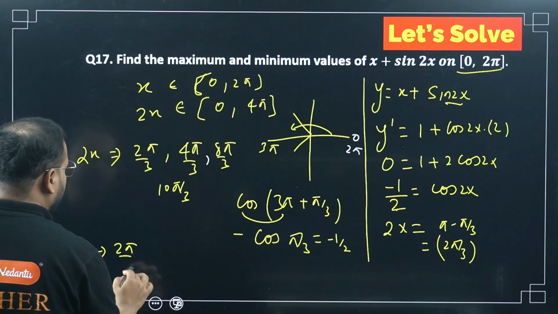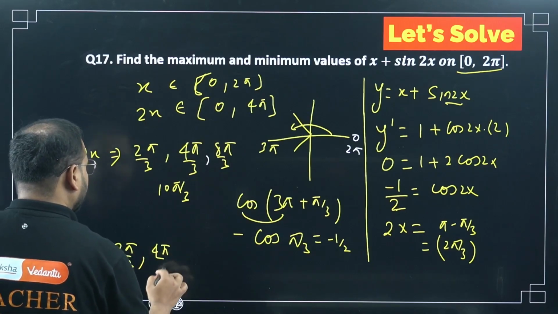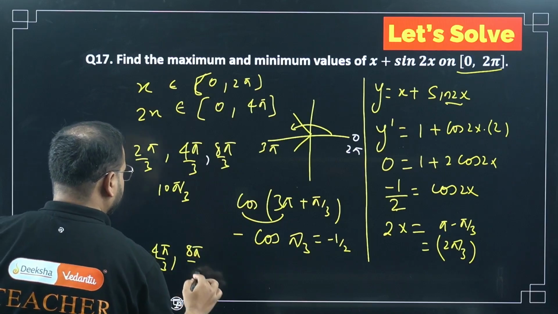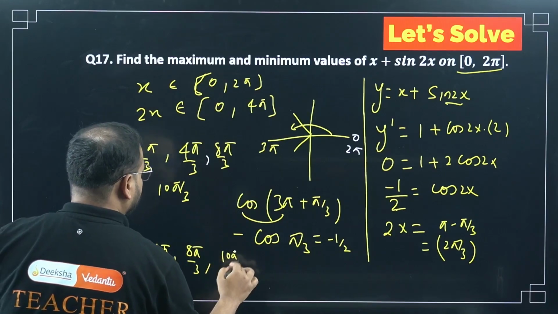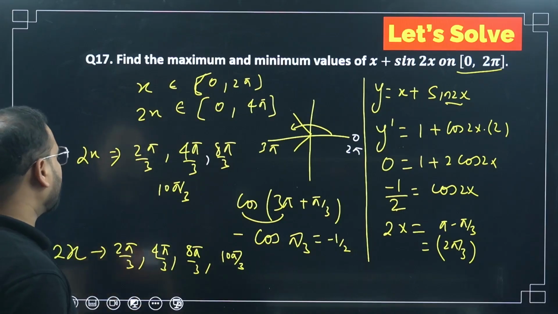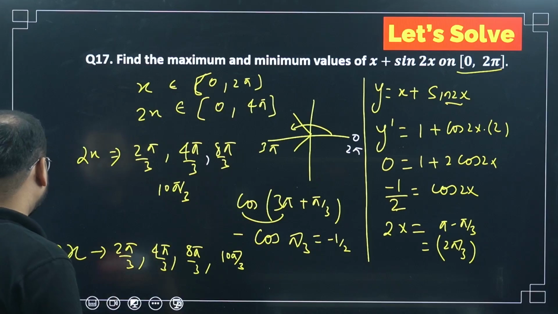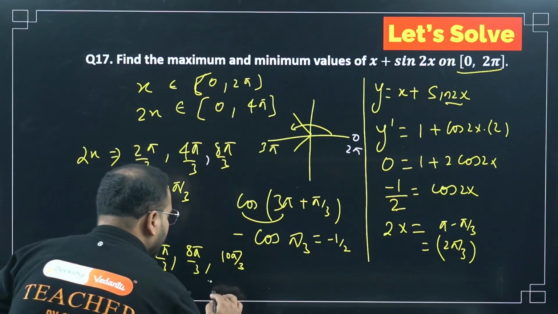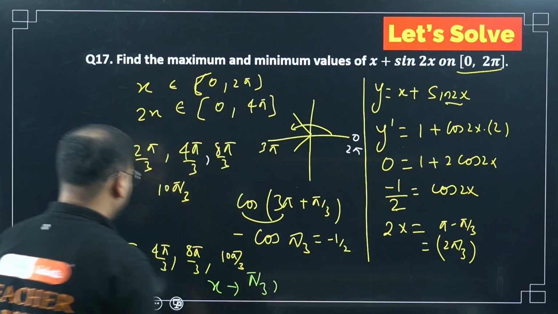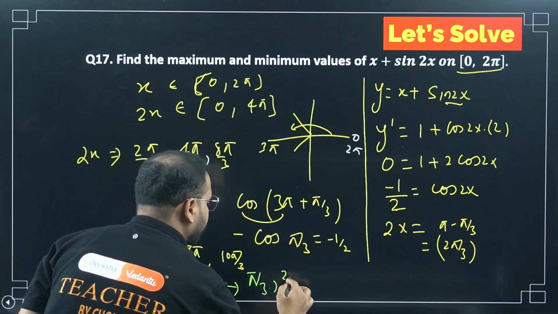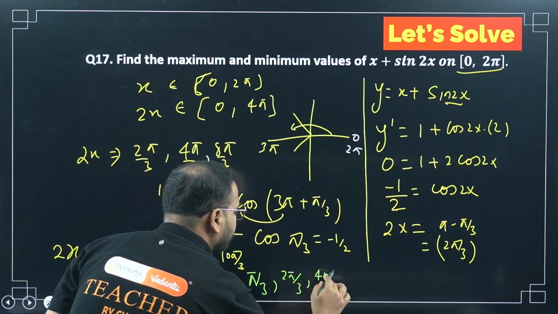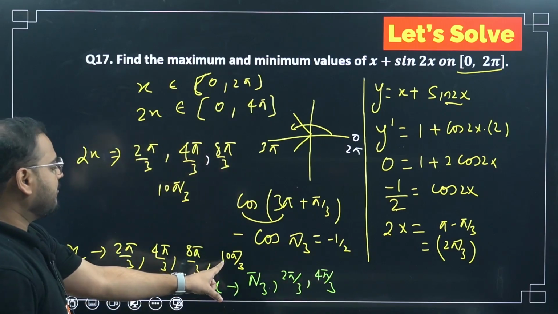So my points of 2x will be, my 2x values are what? 2 pi by 3, 4 pi by 3. What is this? 8 pi by 3 and 10 pi by 3, sir. Yes or no? So if this is my 2x value, what is my x value? Tell me. What is my x value? My x value will be what? First one, pi by 3. This will be what? 2 pi by 3. This will be what? 4 pi by 3. This will be what? 5 pi by 3.